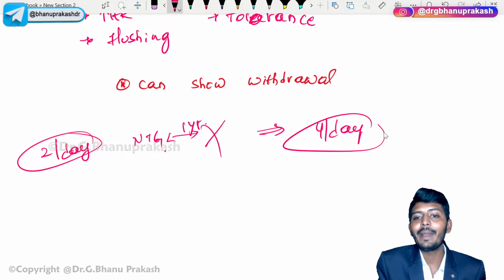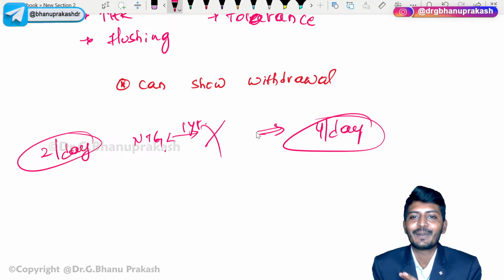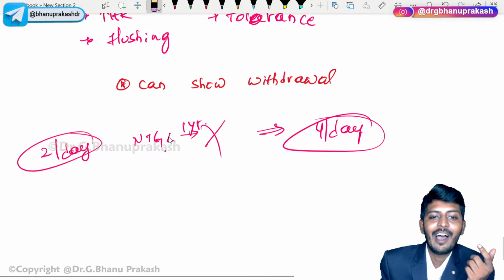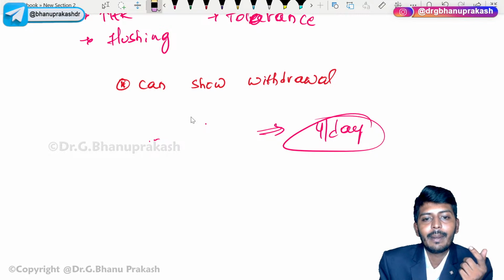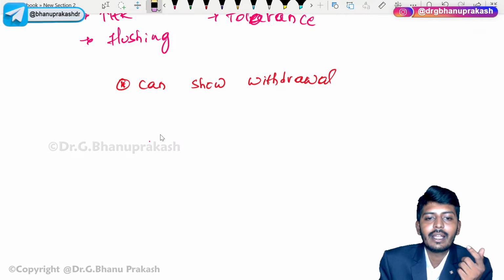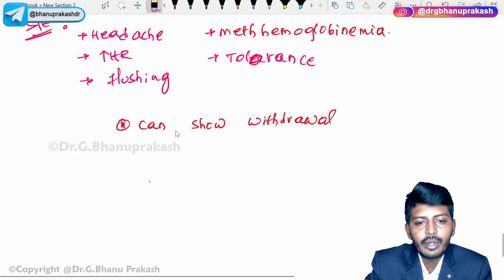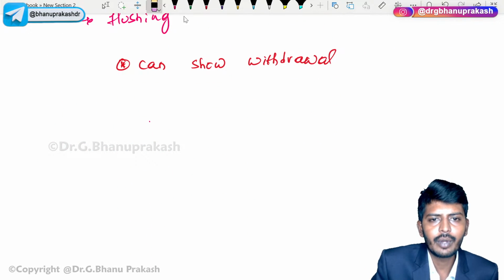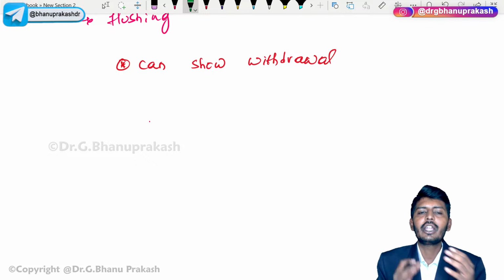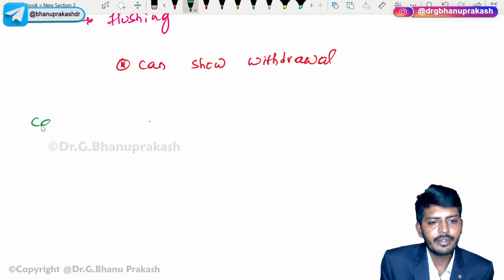Okay, so now compare what happened. From 2 episodes a day, it has changed into 4 episodes a day, after stopping of what? After stopping of organonitrates. That is the most important key point which everyone must remember. They can cause withdrawal by increasing the frequency of anginal attacks. Okay, so this is the story of withdrawal of nitrates. Once we understood withdrawal of nitrates, let's continue into the next important concept, that is calcium channel blockers.